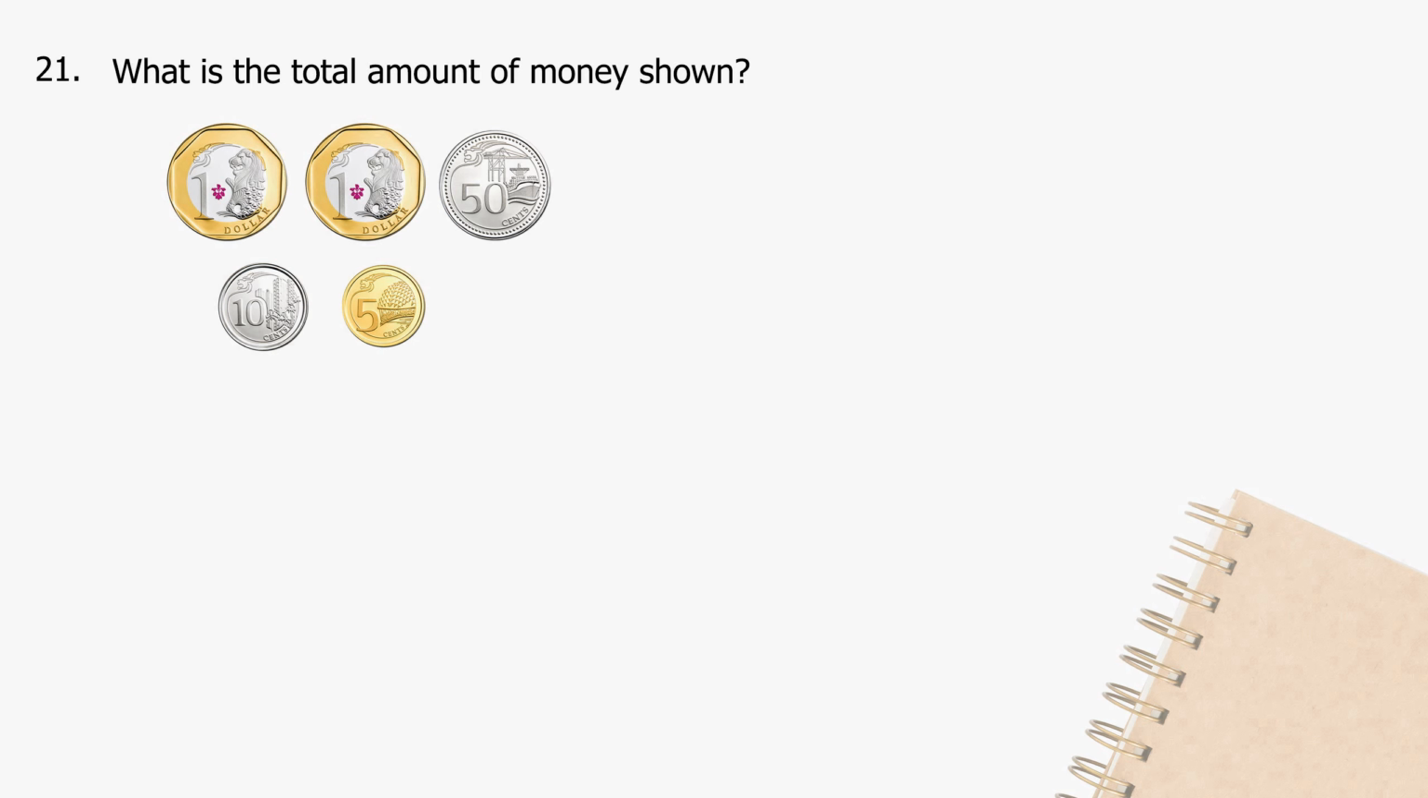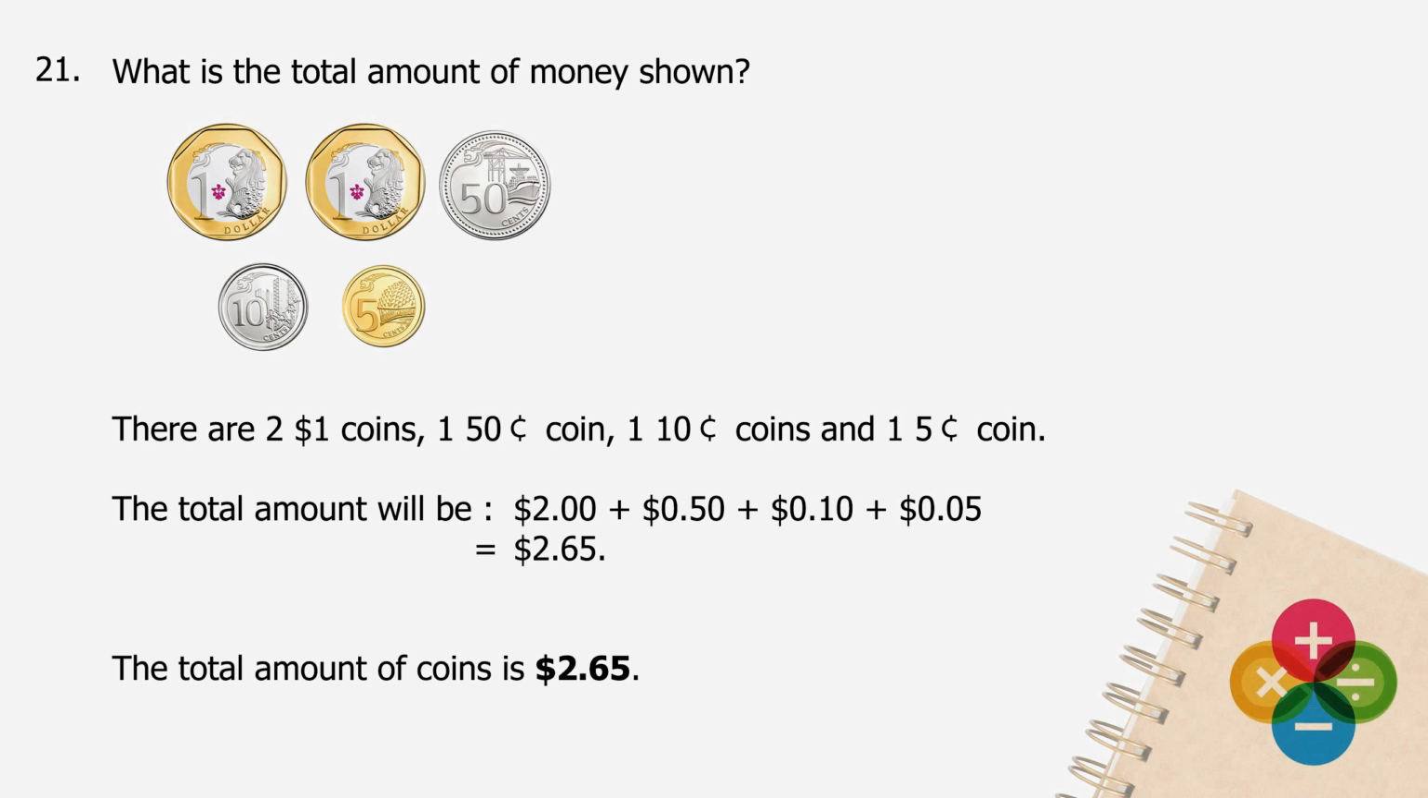Question 21. What is the total amount of money shown? There are two $1 coins, one 50-cent coin, one 10-cent coin, and one 5-cent coin. The total amount will be, add $2 to 50 cents, to 10 cents, and to 5 cents, and the sum is $2.65. The total amount of coins is $2.65.